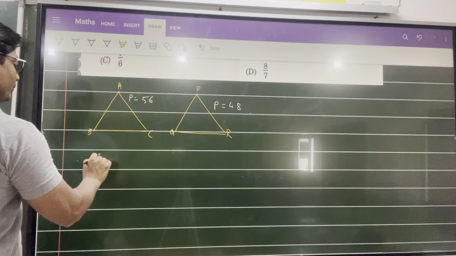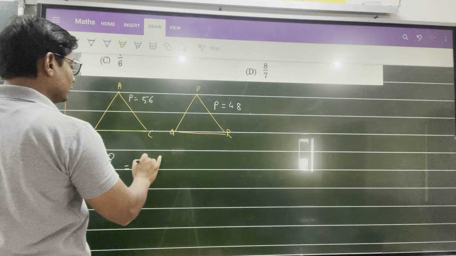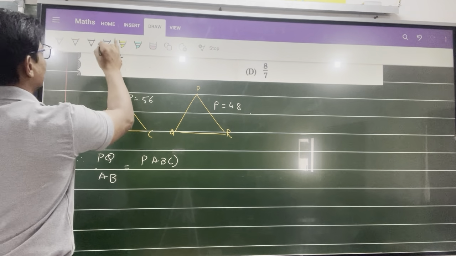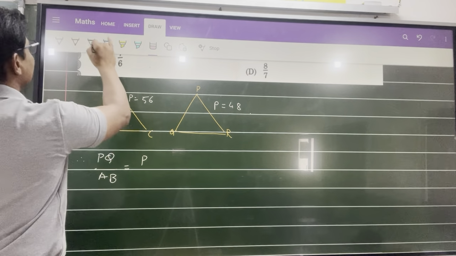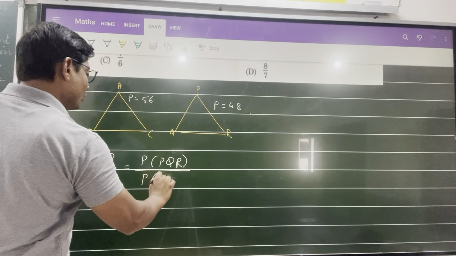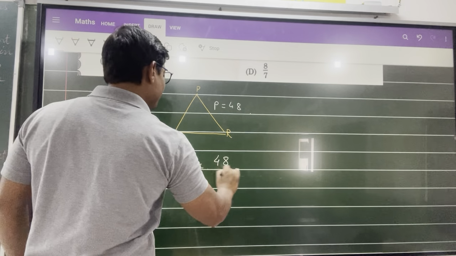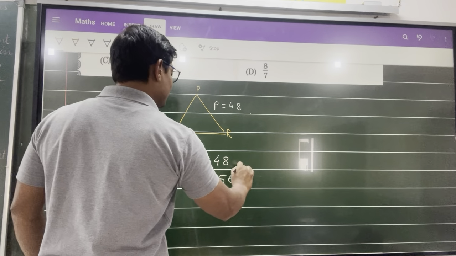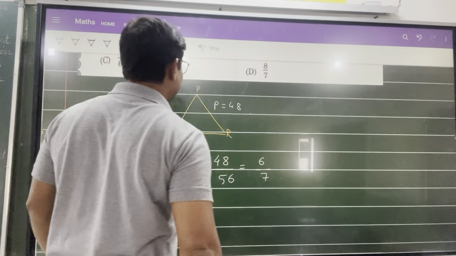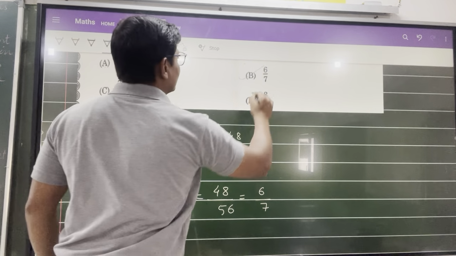So we know that for two similar triangles, the ratio of the corresponding sides is also equal to the ratio of the perimeters. Here we have to use the same order. First PQ, so we have to use the perimeter of PQR divided by the perimeter of ABC. Perimeter of PQR is 48 and perimeter of ABC is 56. 8 sixes are 48, 8 sevens are 56. So 6 by 7 must be there. So here it is option number B, 6 by 7.